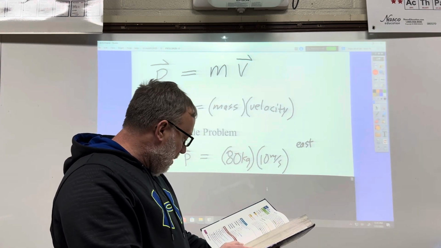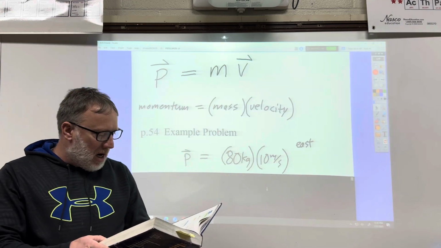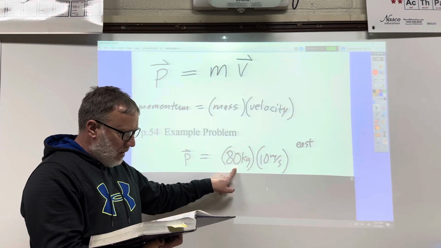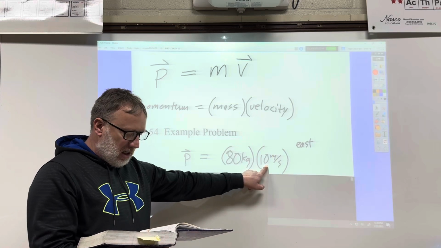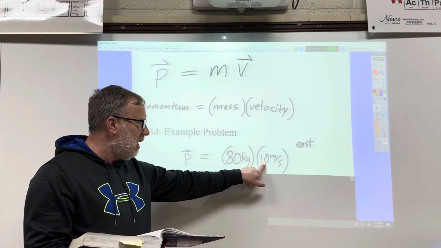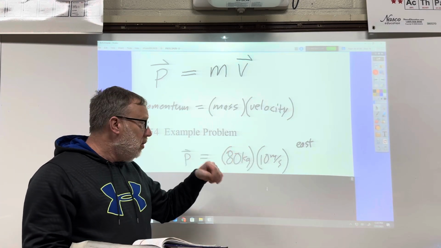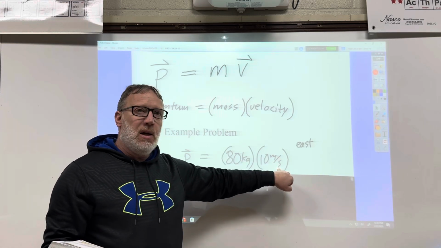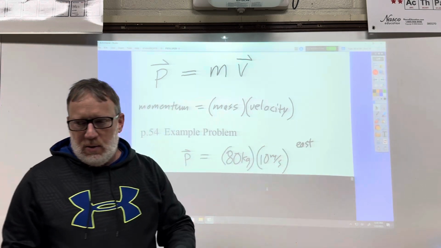So at the end of a race, I'm on page 54, a sprinter with a mass of 80 kilograms has a velocity of 10 meters per second east. What is the momentum? Well, 80 times 10 is 800. The unit is kilograms times meters per second, and it's east also.